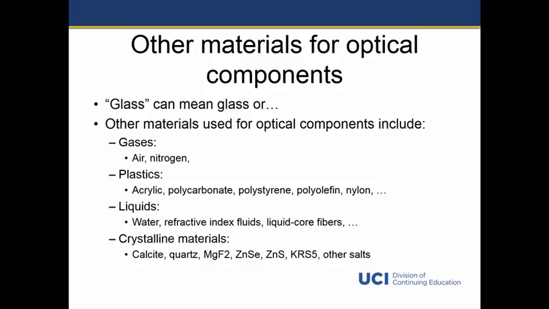And although we talk about glass in terms of physics not crystallizing, there are crystalline materials such as calcite, quartz, zinc sulfide, and selenide, typically more commonly used in the infrared. KRS-5 or other salts can also be used as optical materials. So this is a little bit about what is a glass, and in the next several lectures what we'll talk about is what are some of the properties of glasses.